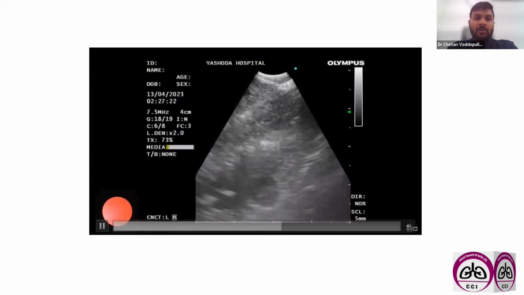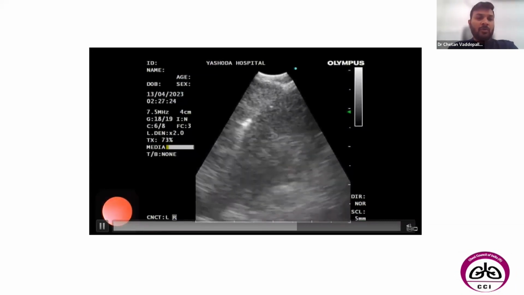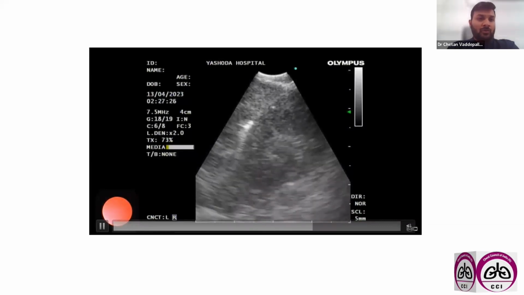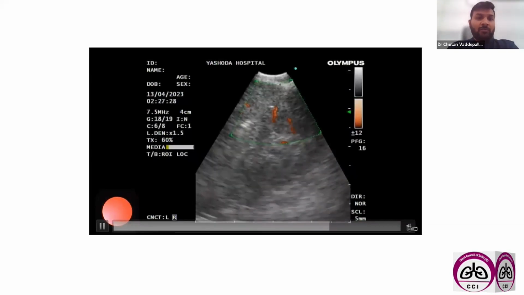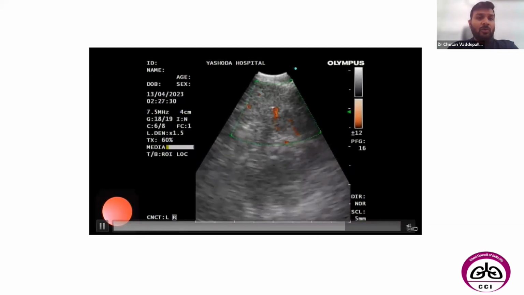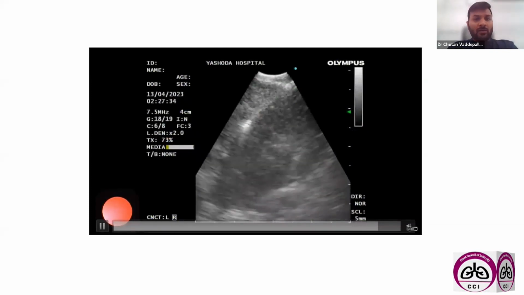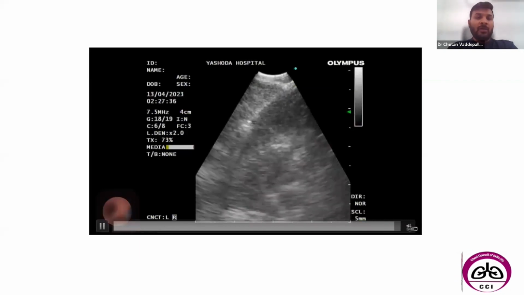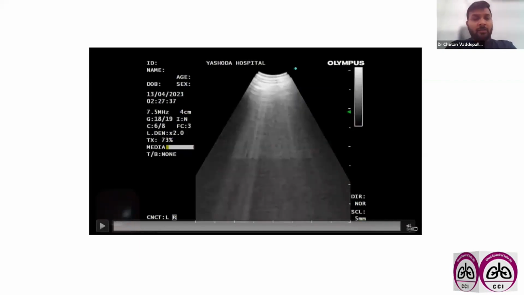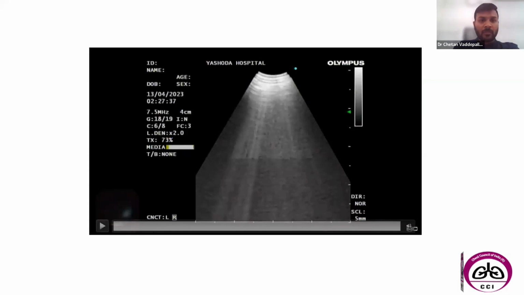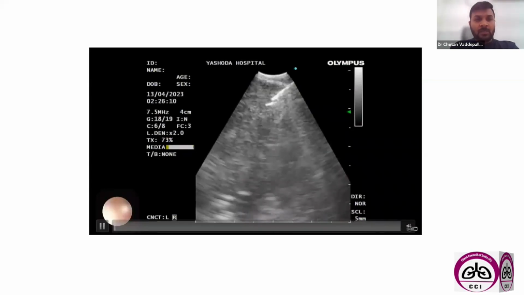Fix the EBUS scope there, pass the 1.1 mm cryoprobe through the scope, and then this is the tip of the cryoprobe seen within the node. Activate it for 3 to 5 seconds, then remove the probe and block with the scope. And then the tissue is thawed in saline and transferred to formalin for histopathological examination. This is one way of doing a cryolymph nodal biopsy.